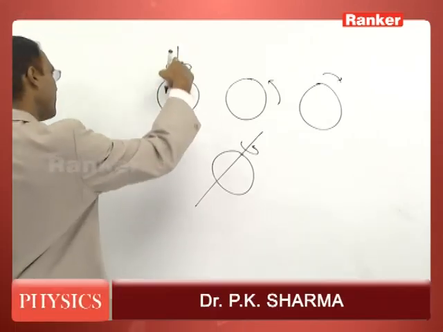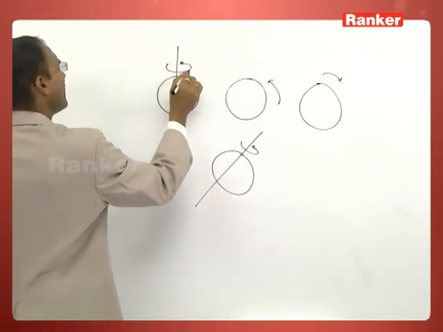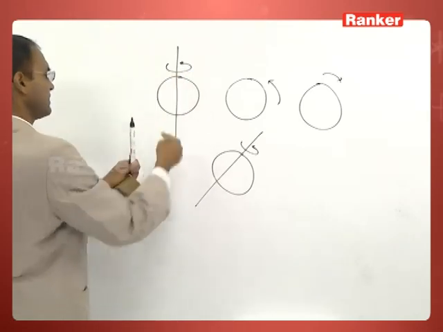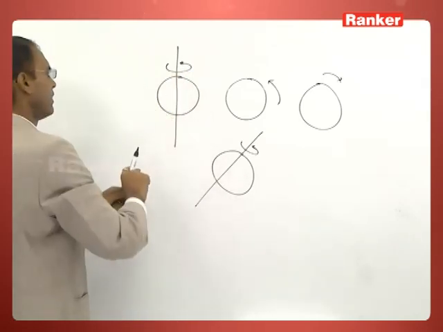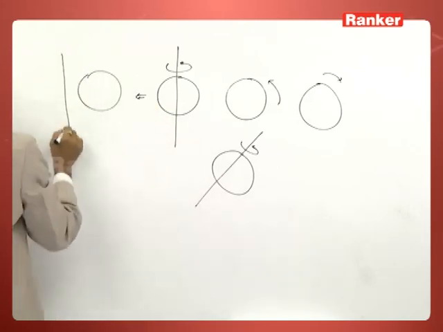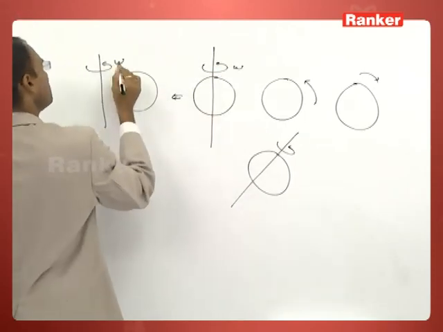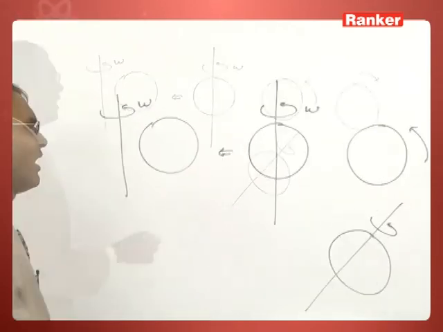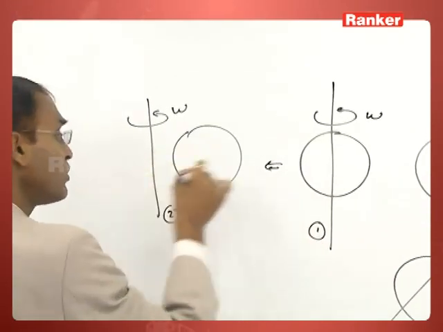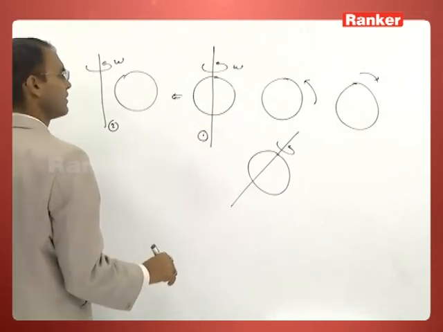I have drawn this line to show that the angular velocity direction is like this. However, this diagram can be drawn in this way also. This omega is the same thing. Whether you keep the axis here or keep the axis here, it should be parallel. Same thing.